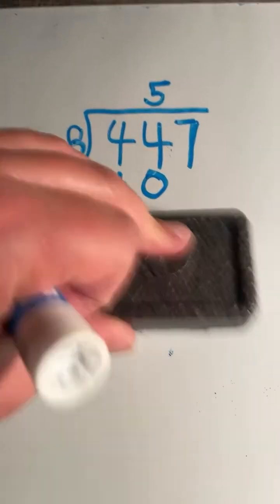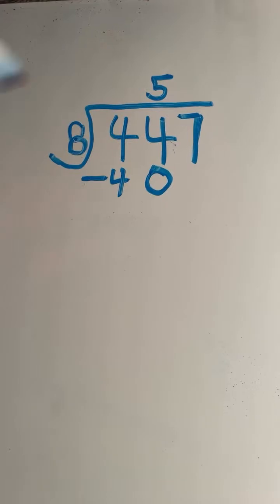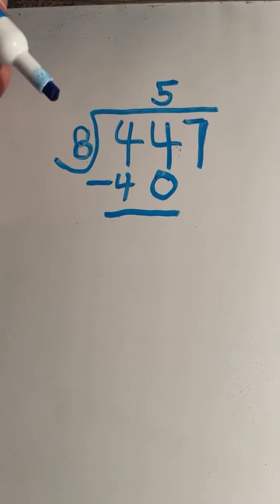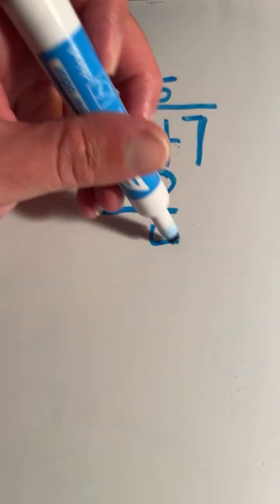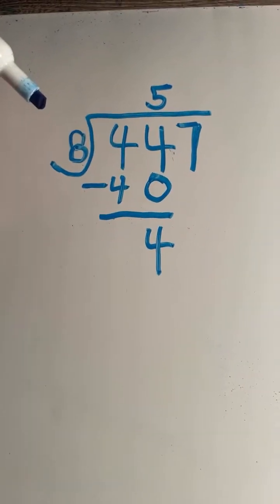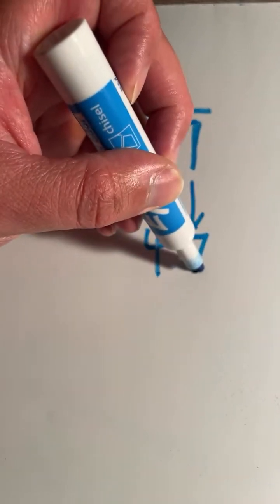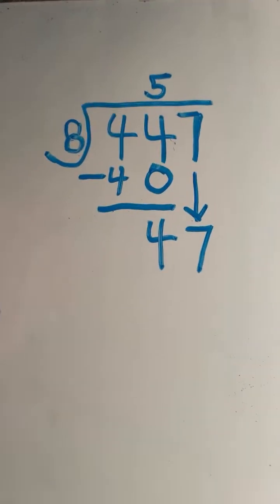So 44 minus 40. Here we go. 44 minus 40 equals 4. We're going to bring down the 7 now. That 4 is going to become a 47.